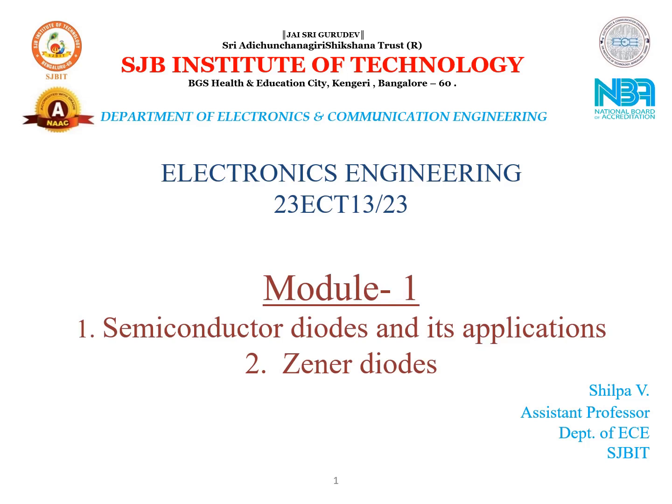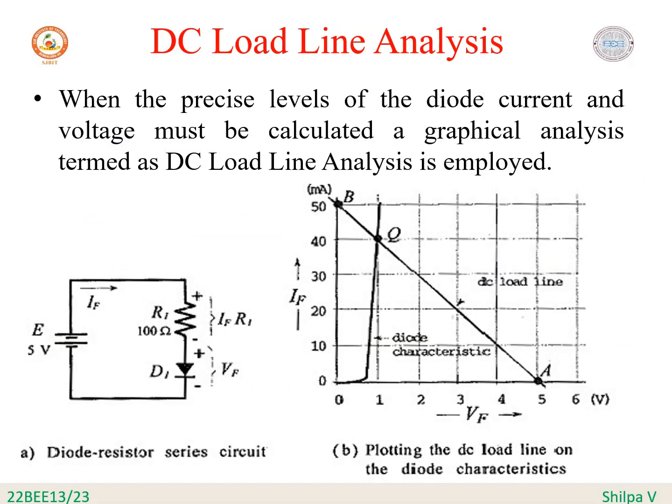Till now we have discussed the basics of PN junction diode, also the equivalent models of PN junction diode: the ideal model, the practical model, and also the piecewise linear equivalent model. These are the approximations of the model. Okay, now we shall discuss the DC load line analysis of diode.